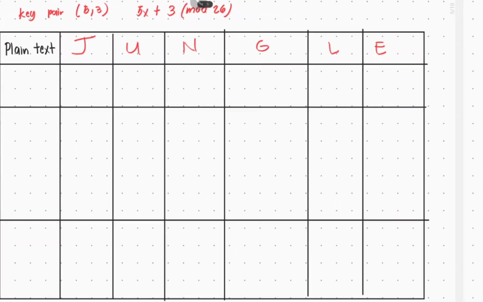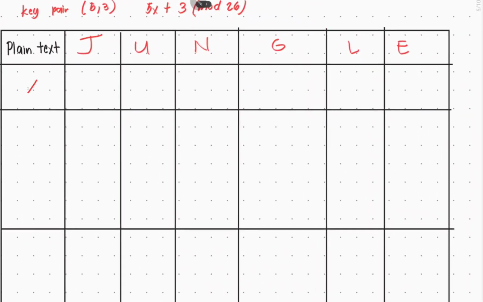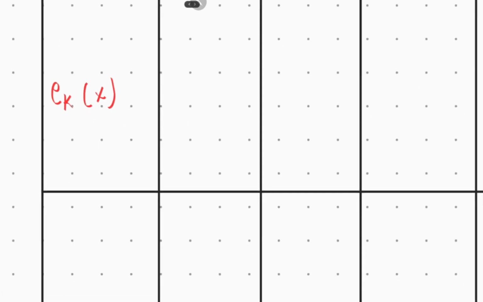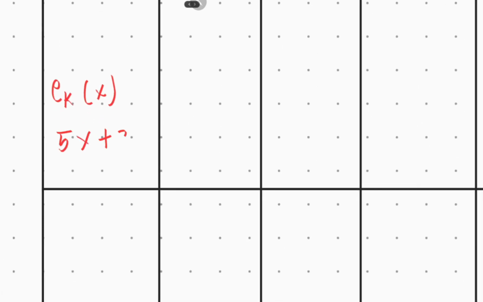But before that, let us find the integer numbers of this corresponding plaintext. J corresponds to 9, U corresponds to 20, N corresponds to 13, G corresponds to 6, L corresponds to 11, and E corresponds to 4. Knowing that, we will now have the encryption rule. Again, it's E sub k of x, or 5x plus 3.